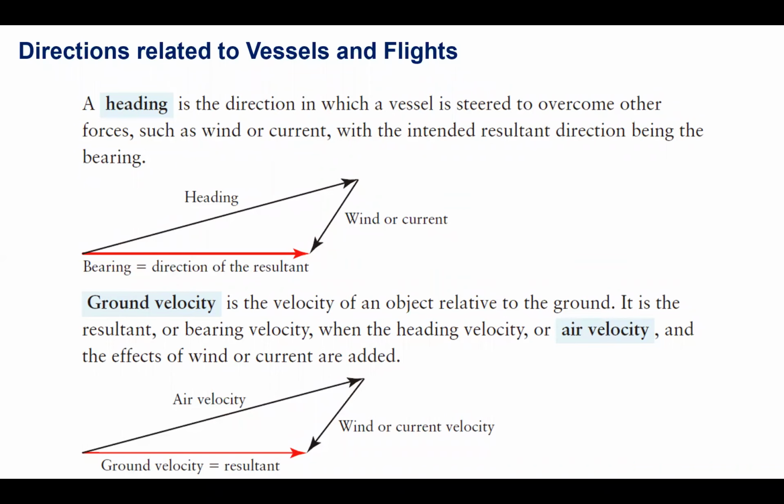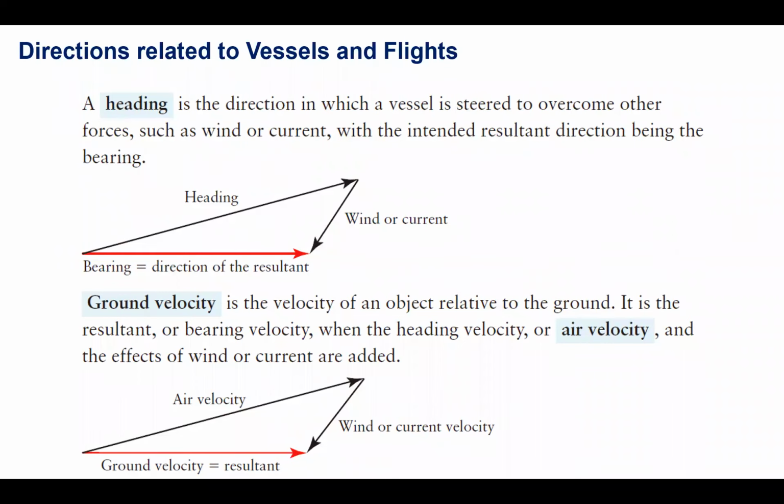Heading is the direction in which a vessel is steered to overcome other forces, such as wind or current, with the intended resultant direction being the bearing. So we have the following relationship. The heading of the vessel plus the wind or current vector equals the actual bearing, which is the direction of the resultant.